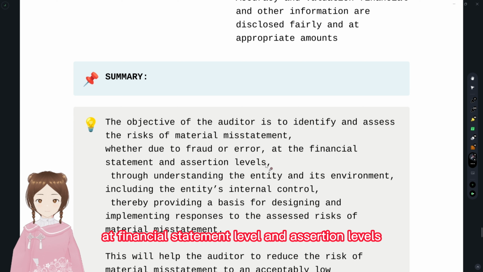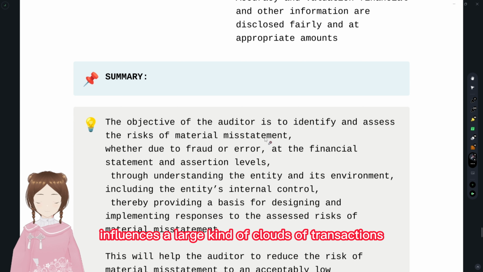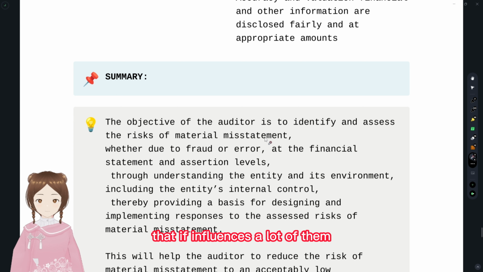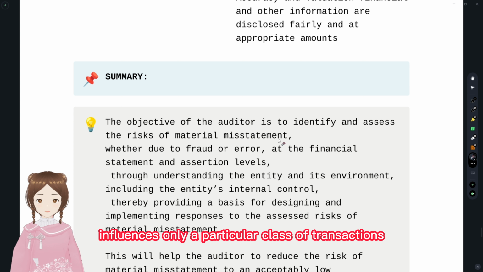Financial statement level is where such risk of material misstatement influences a large class of transactions, account balances or disclosures as a whole. Like it influences a lot of them. Assertion level is where that risk of material misstatement influences only a particular class of transactions or a particular account balance or a particular disclosure.